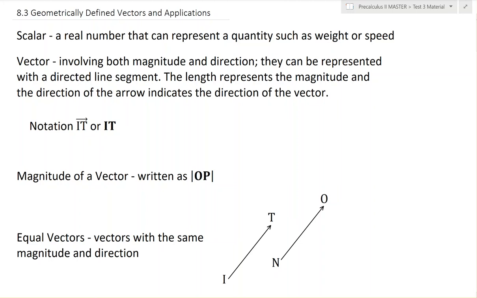Magnitude of a vector is written as the vector inside these bars. So we are going to learn how to find the force of a vector. Equal vectors are vectors with the same magnitude and direction. So here we have IT and NO vectors, and they are not in the same place, but they have the same length and they're going the same direction, and so they are considered equal vectors.